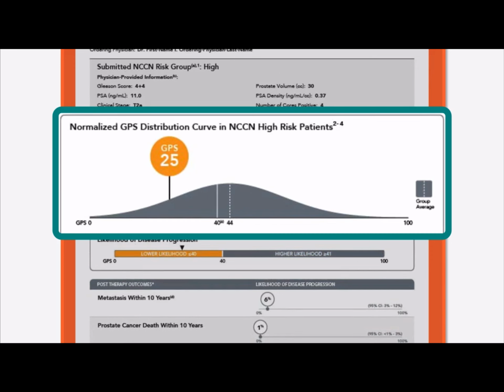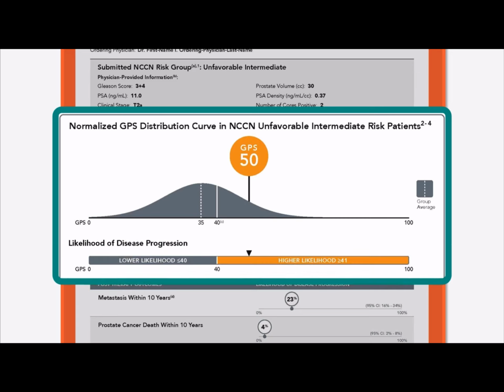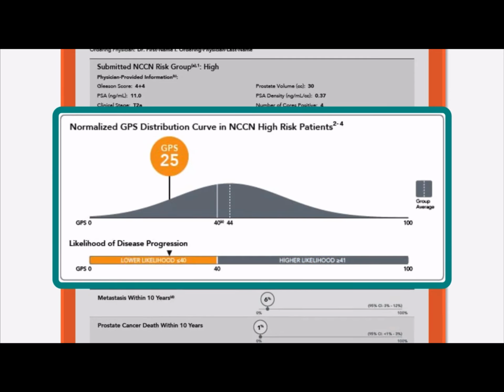In this example, we can see that the GPS result for this patient is 25, which is lower than average for the patients of this risk group. Based on the patient's GPS result and their NCCN risk group, their corresponding likelihood of disease progression is front and center on the report, shown on a sliding scale plotted along a continuum of risk. In this report, the GPS result of 25 is below both the cut point of 40 and the mean GPS result for this clinical risk group. This information could be used to help inform a change of therapy.